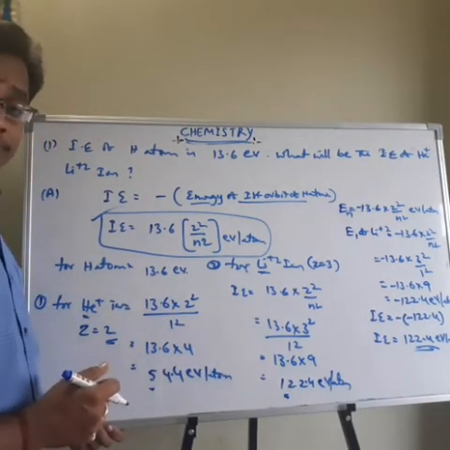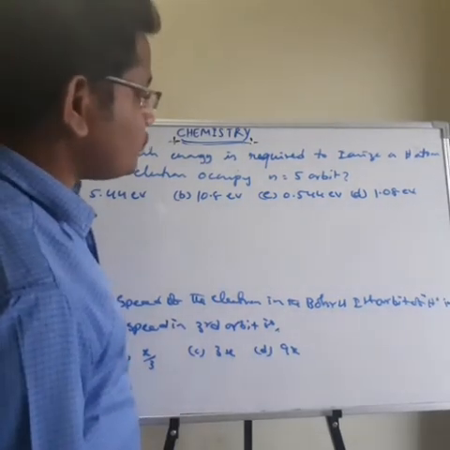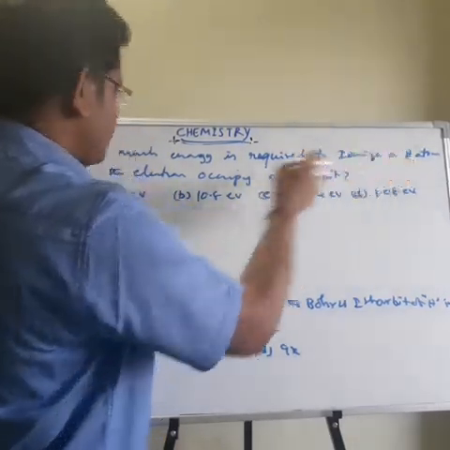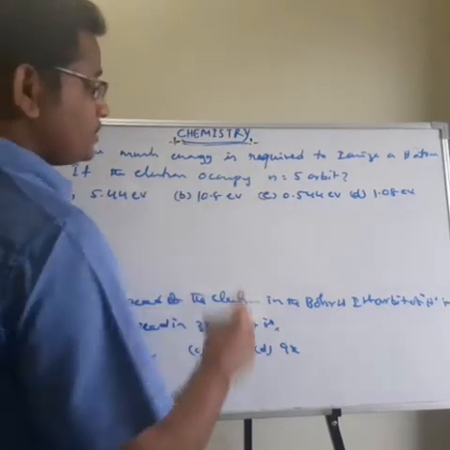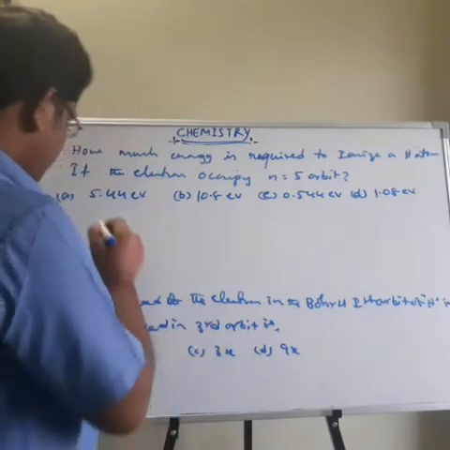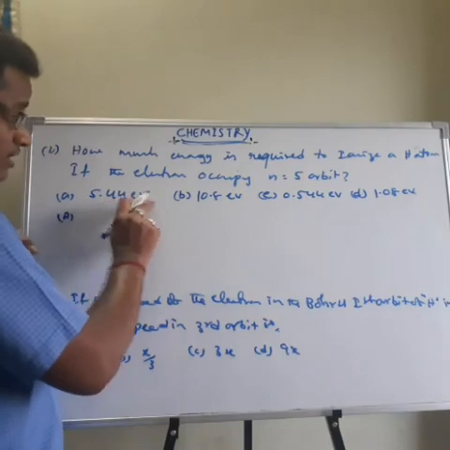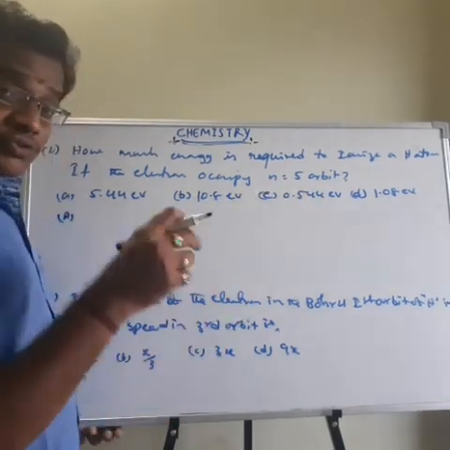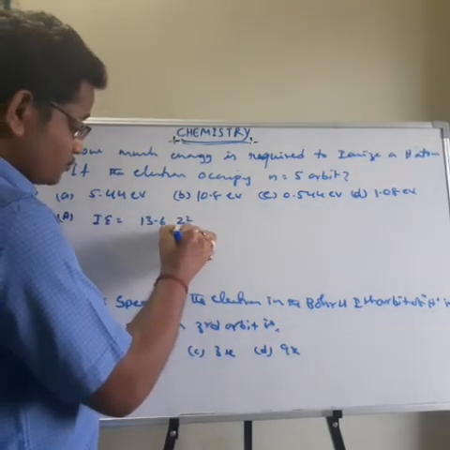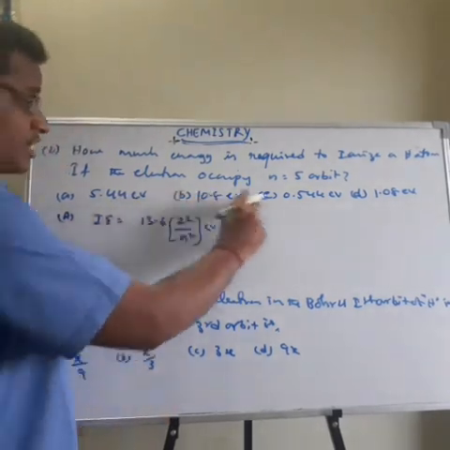Next, another problem. See the second question: how much energy is required, which means ionization energy, to ionize a hydrogen atom if the electron occupies n equal to 5? The electron is present in the 5th orbit, and we have to find its ionization energy. All the options are given in electron volts, so we take the formula ionization energy equals 13.6 into Z square by n square, in electron volt per atom.